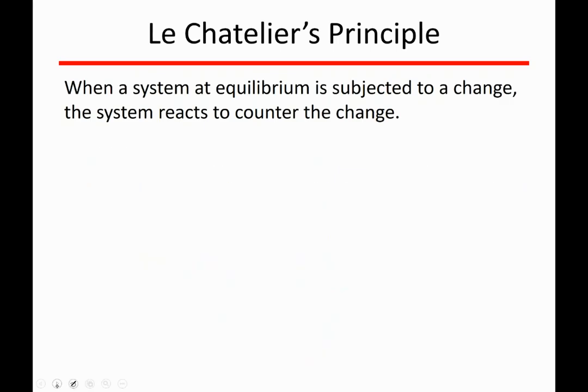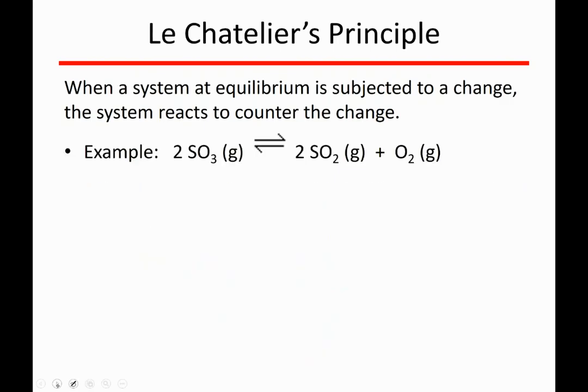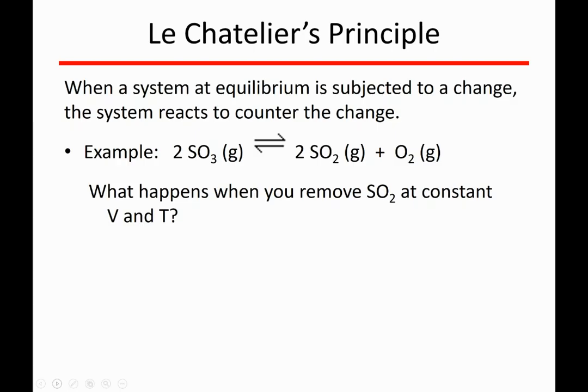We could take a look at a second example here. We'll think about what would happen if you were to remove some SO2 at a constant volume and temperature. So again, we can write out the reaction, and now what we're doing is removing SO2. Now we don't have enough material on the product side of the reaction.